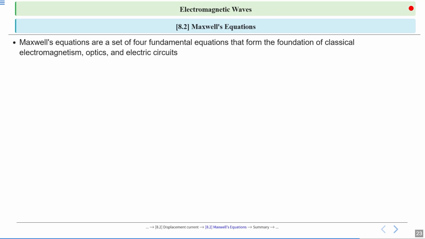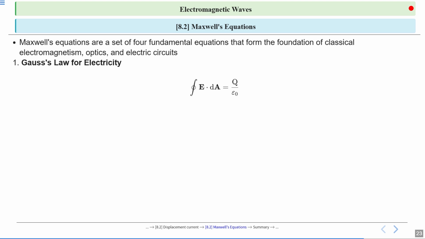So Maxwell equations are a set of four fundamental equations that form the foundation of classical electromagnetism, optics, and electric circuits. So there are four Maxwell equations. First is Gauss law for electricity. This is the first equation of Maxwell. He unified the equations given by Gauss, and that's why it is called Maxwell's equation.